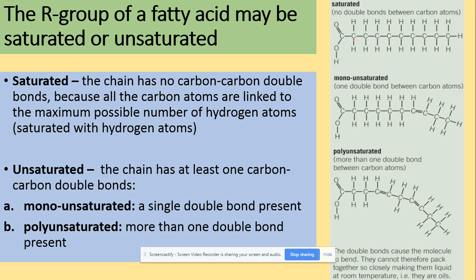So what's the important thing? There are no double bonds between carbon atoms. So it's fully saturated with hydrogens, having the highest amount of hydrogens. Unsaturated fatty acids have at least one double bond between the carbons, hence they have fewer hydrogens. We can have monounsaturated fatty acids, which contain only one double bond, which is present here, or we can have polyunsaturated fatty acids, which contain more than one double bond between carbon atoms.